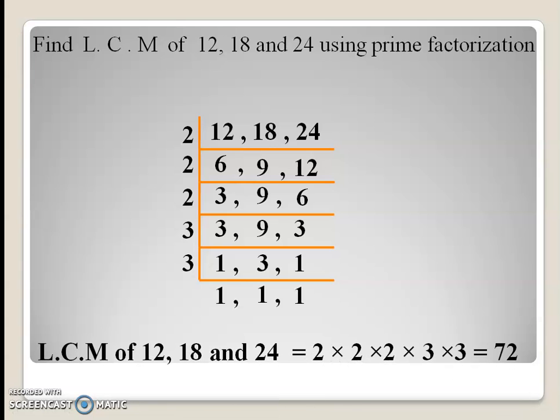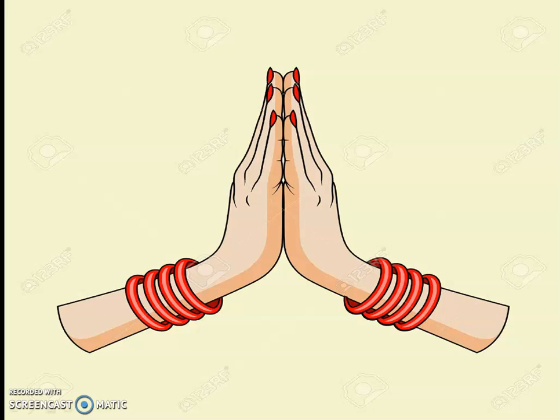Now the LCM of 12, 18 and 24, again we are going to multiply all the factors that we have brought over here. 2 times 2 times 2 times 3 times 3, which becomes 72. So the LCM of 12, 18 and 24 is 72. Now I hope you all are clear about finding LCM also.